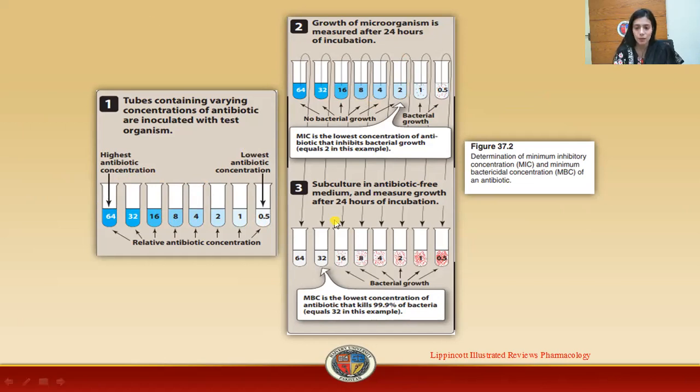Now in the next figure, figure number 3, in the first 2 test tubes, you can't see any bacteria. While from 16 to 0.5, there are red dots, it means they have bacteria. So now what is MBC? Minimum bactericidal concentration is the lowest concentration of the antibiotic or the medicine that kills 99.9% of the bacteria. No doubt in 64% you can't see any bacteria, but this is not the minimum concentration. This is the highest concentration which is killing the bacteria, and we need the minimum concentration which can kill 99.9% of the bacteria. And in this diagram, this is the tube which is containing 32% of the antibiotic.